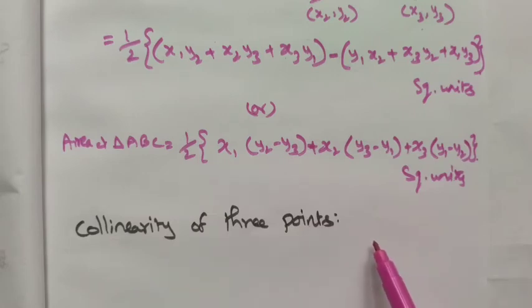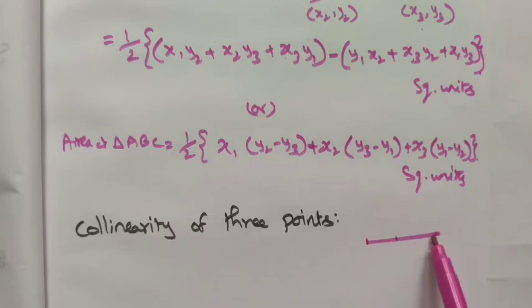Collinearity means all the 3 points lie on the same straight line, that is called collinear. By this condition, it cannot be formed as a triangle, right? All the points lie on the same straight line, so we cannot form a triangle. There is no triangle, so we cannot find the area of the triangle.